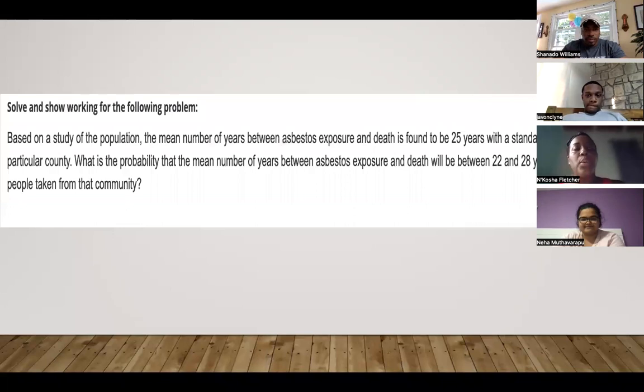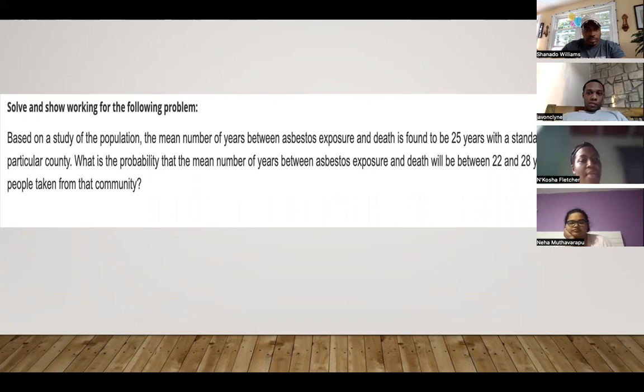Now, the question that we want to solve and show our working for is as follows. Based on a study of the population, the mean number of years between asbestos exposure and death is found to be 25 years, with a standard deviation of 7 years in a particular county. We want to answer the question, what is the probability that the mean number of years between asbestos exposure and death will be between 22 and 28 years in a sample of 50 people taken from that specific community?